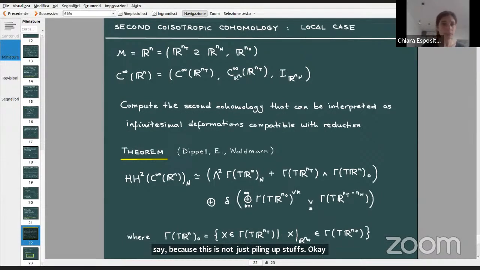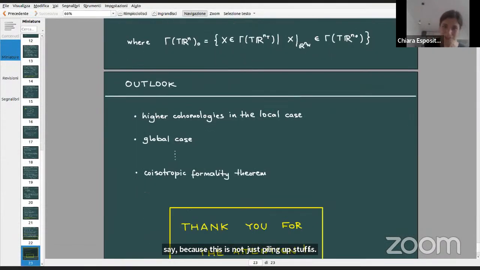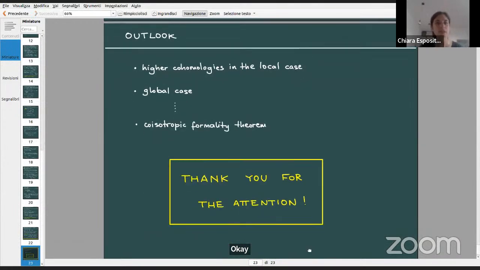Okay, so time to finish this with the outlook. So what next? What's the project now? Of course we would like to compute higher cohomologies in the local case. But more interesting, we want to go to the global case. And there I can tell you we already have some results, but what I want to mention here is that we cannot simply glue together the local results.